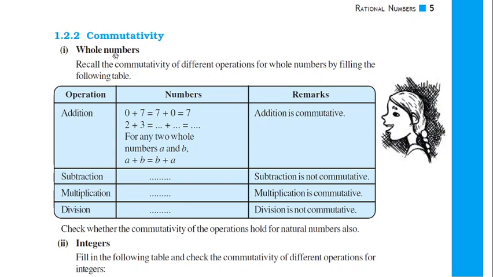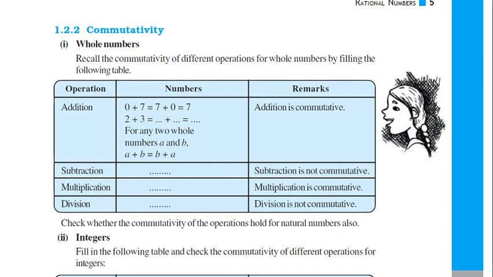We can say that in whole numbers, addition is commutative, but subtraction is not commutative. Why? Because if you consider 5 minus 3, it gives us the answer 2. Now let's exchange 3 and 5. So 3 minus 5 will give us minus 2. Now 2 is not equal to minus 2. So the answers are different. So you can write that in whole numbers, subtraction is not commutative. In the same way you can check for multiplication and division.